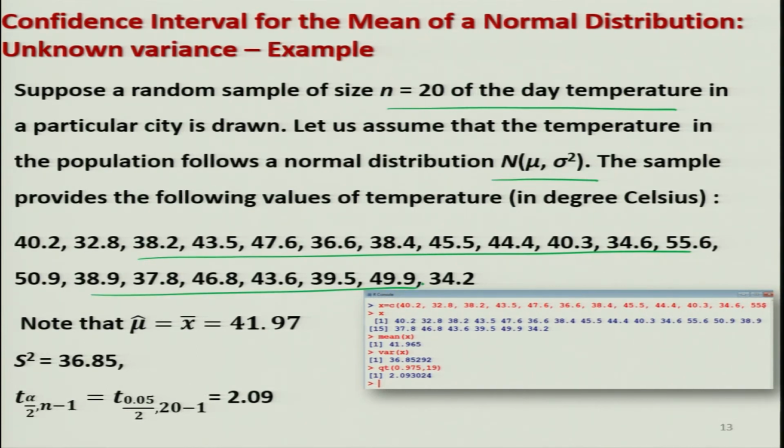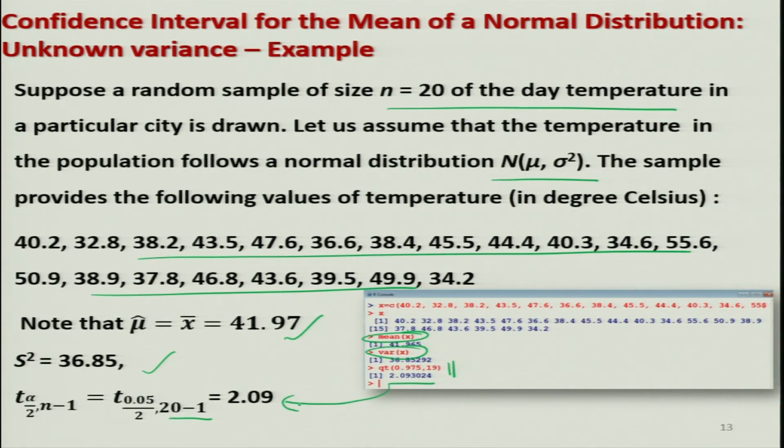And yeah, if you want to compute the confidence interval manually, I have computed here the mean of x and variance of x, which come out to be 41.97 and 36.85 respectively, and the value of t alpha by 2, n minus 1, which is here t 0.05 divided by 2 with 20 minus 1, that is 19 degrees of freedom. You can see here I have computed this, and it comes out to be 2.09.